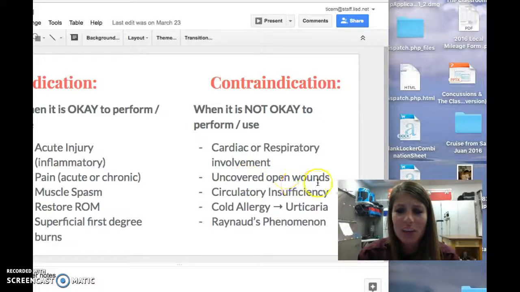If they have an uncovered open wound, especially again with the whirlpool because of germs. If they have a circulatory insufficiency, meaning their circulation, their blood flow is decreased, whether that's they normally have decreased circulation, or maybe there's an injury, this injury is causing the decrease in circulation. Also, there's cold allergy and cold reactions that have to do with circulation, like Raynaud's phenomenon and urticaria, are all conditions dealing with how your body responds to cold.